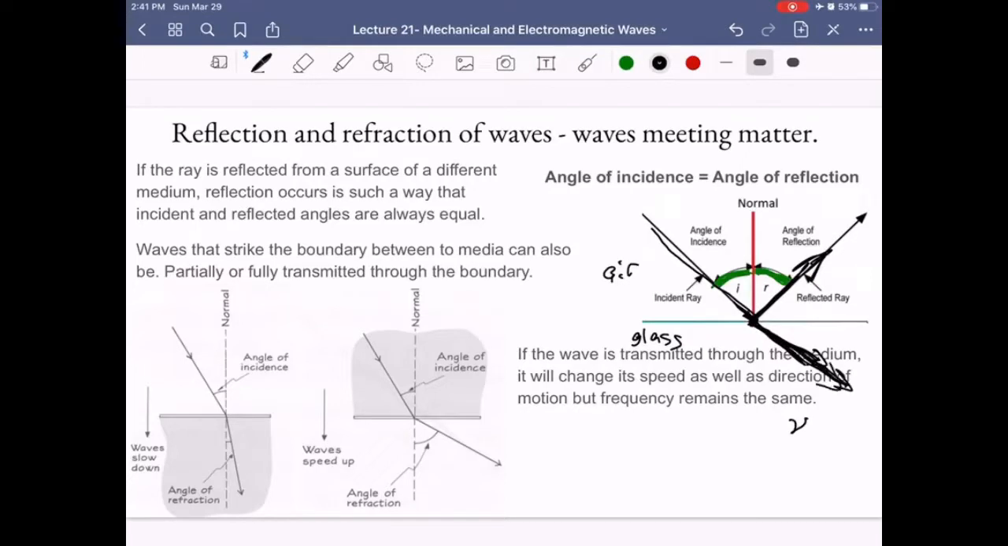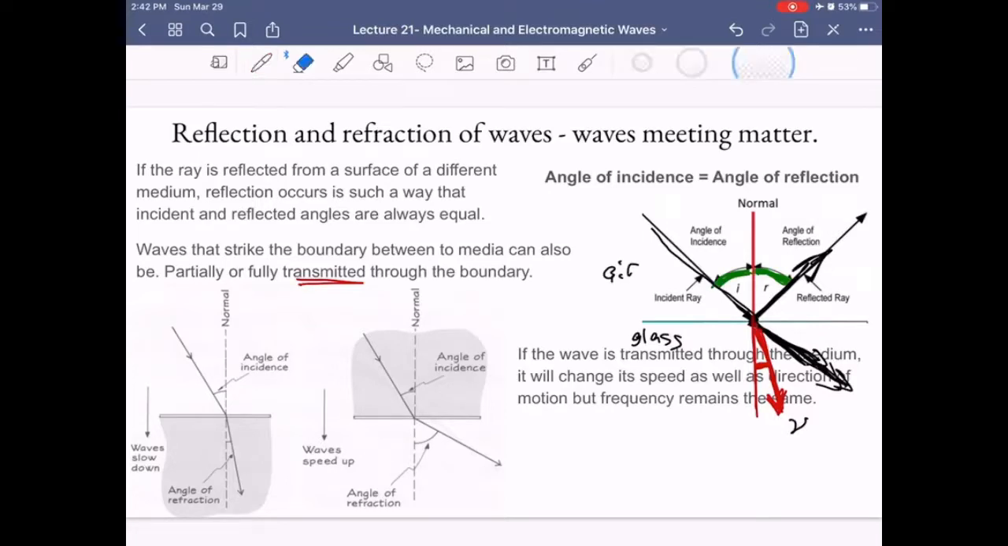If the speed is changing, if the light happens to slow down in that second medium, then this transmitted wave would bend in such a way that its angle is getting smaller with the normal. So this is a scenario we would have if light or a wave slows down in the second medium. If the transmitted wave slows down, then we have this wave bending towards the normal.